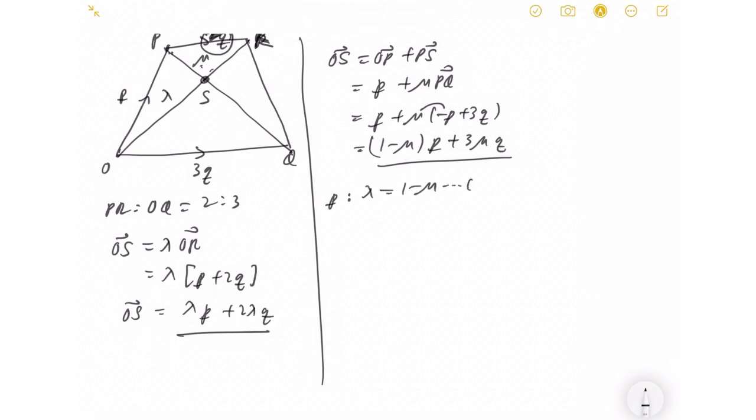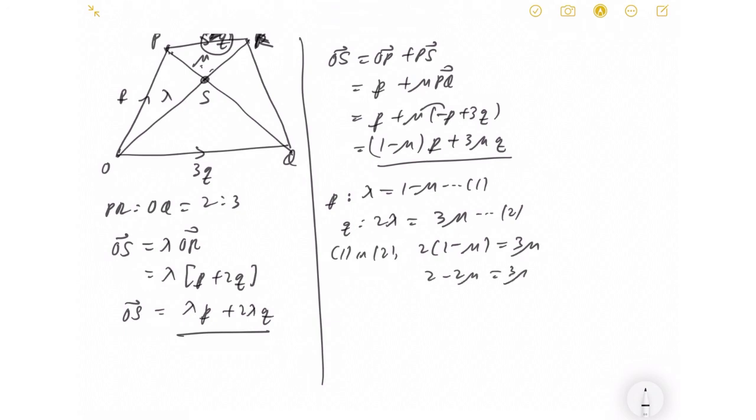So let's just compare vector P for both. First one, lambda is now 1 minus mu. Keep this first. The second equation will be Q. We say 2 lambda equals 3 mu. As I sub equation 1 inside equation 2, 2 of lambda is now 1 minus mu, equals 3 mu. So 2 minus 2 mu is 3 mu. 5 mu is 2. Mu is 2 over 5. Now, if you want to find lambda, you just sub inside equation number 1. Lambda is 1 minus 2/5, 3/5. Simple, right? Okay.